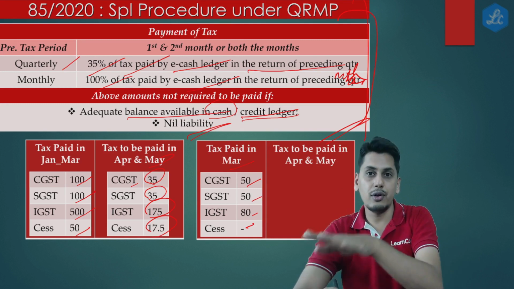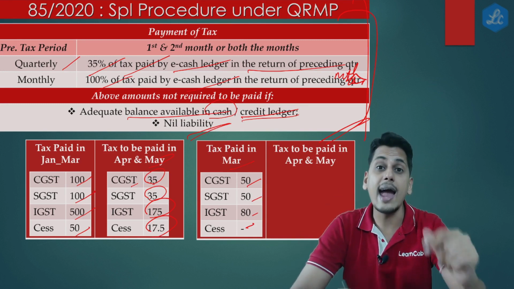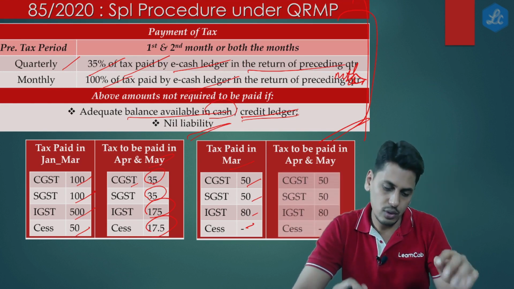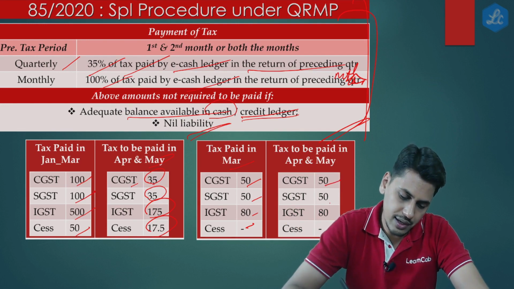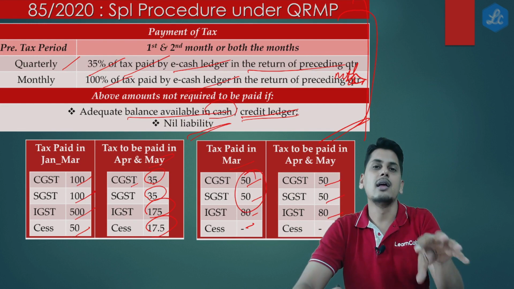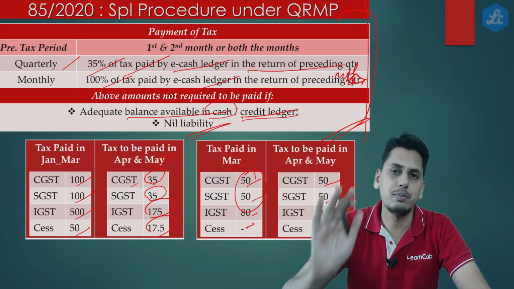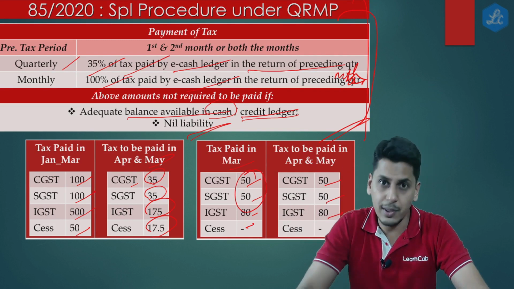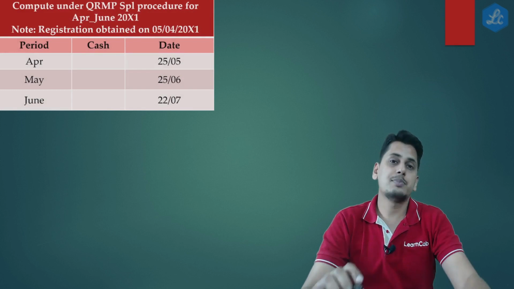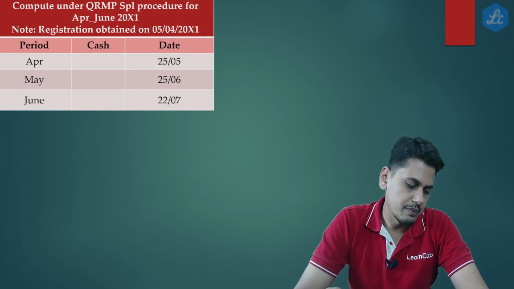April, May and June, if you are under the QRMP scheme, then for the first and second month you need to make a deposit. If you are following the special procedure of the fixed sum method, in those cases you will have to pay CGST 50, SGST 50, IGST 80, 100% of whatever you have paid by debiting the electronic cash ledger for the preceding tax period, and in this case the preceding tax period was monthly, so therefore it is 100%. We are discussing the special procedure fixed sum method under the QRMP scheme.